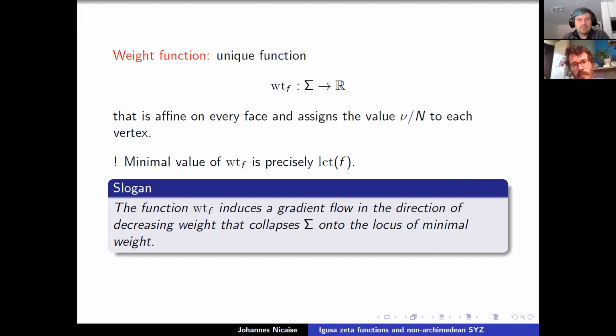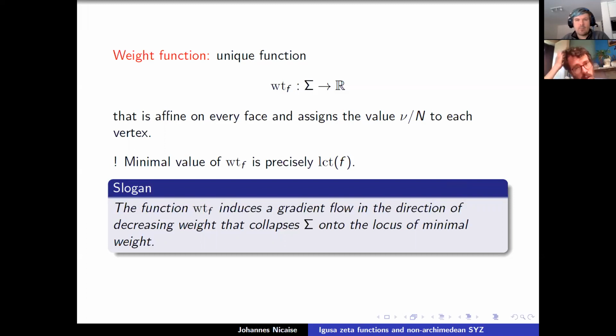And now we propose the following slogan. The idea is that we should think of the weight function as inducing a gradient flow on the dual intersection complex in the direction of decreasing weight, so that this flow collapses sigma onto the locus of minimal weight. This flow induces a strong deformation retraction of the entire simplicial complex sigma onto the locus where this weight is minimal.